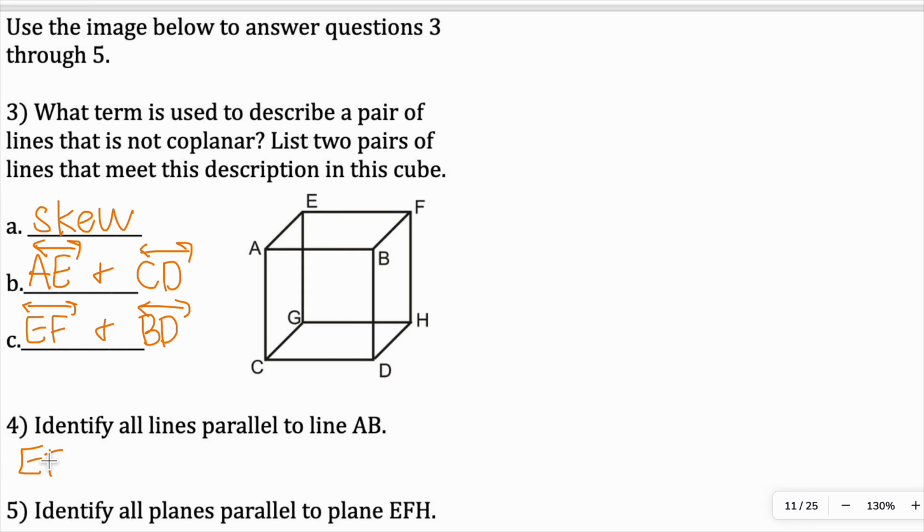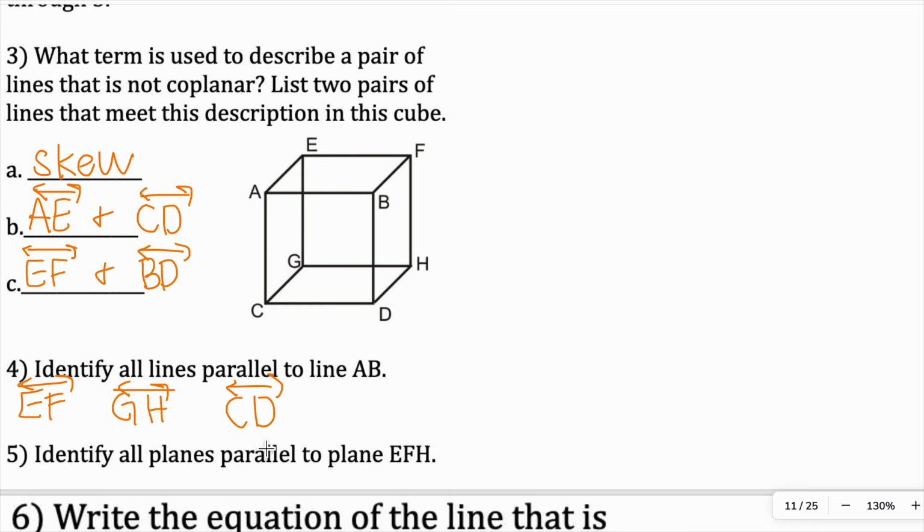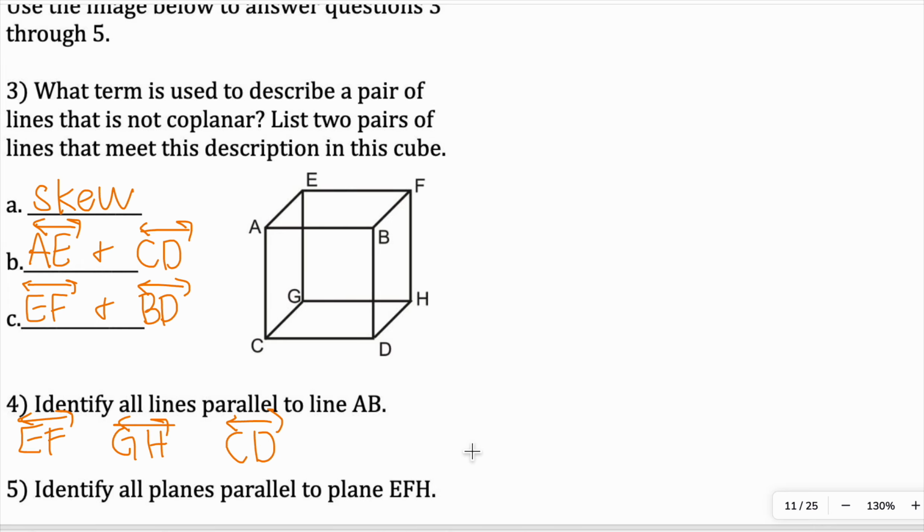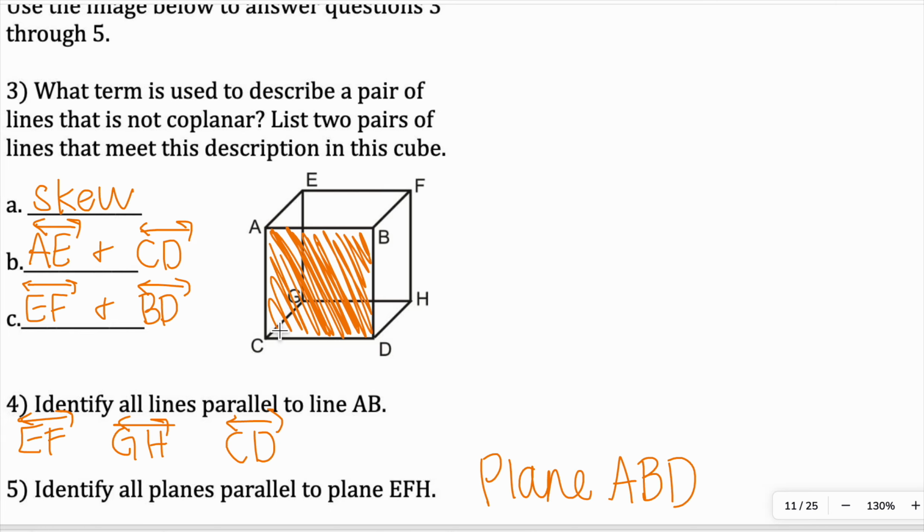Okay, identify all lines that are parallel to AB. So we have lines EF, we have lines GH, and we have line CD. And then identify all planes parallel to EFH. The plane that is parallel to EFH would be ABD. Just make sure that whatever plane you named is this front plane right here.